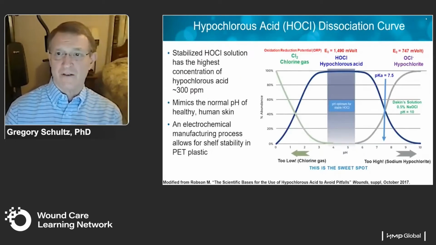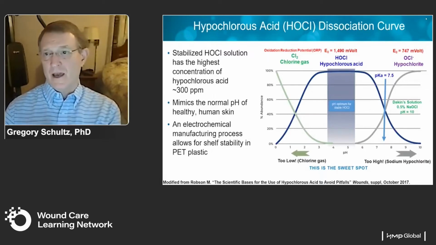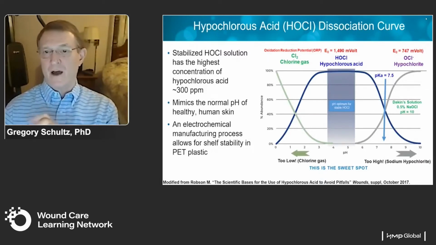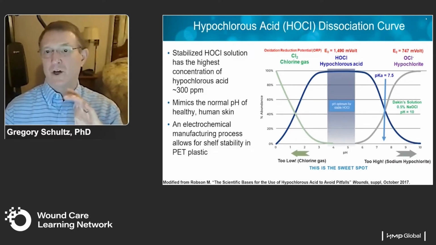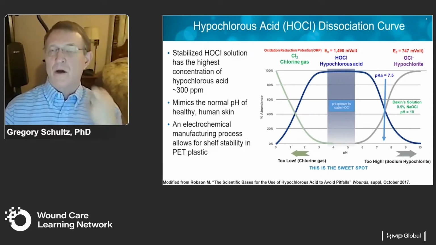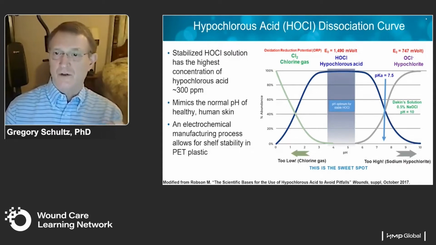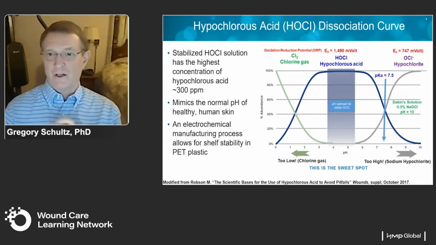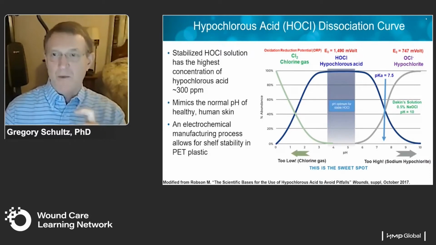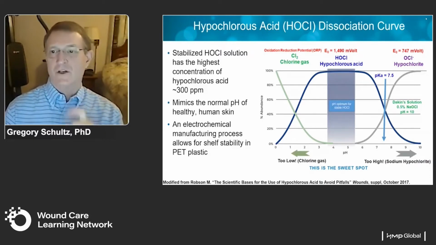Now, hypochlorous acid has a pH of about 7.5, and you can see that when we go to lower pHs of around 5 or so, that's when we have the optimum oxidation potential and the optimum stability for hypochlorous acid, compared to pH 10, like in Dakin's solution, which typically has a pH of about 9 to 10. So the real sweet spot for hypochlorous acid antimicrobial activity and low cytotoxicity is about a pH of 5.